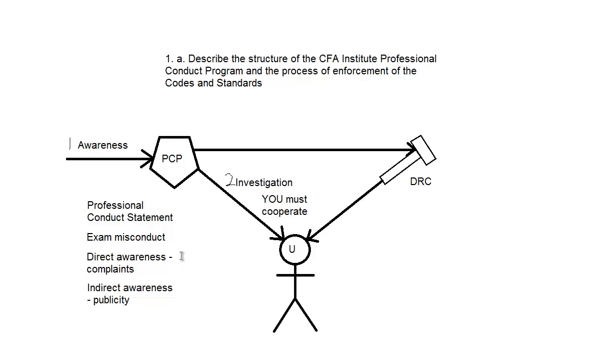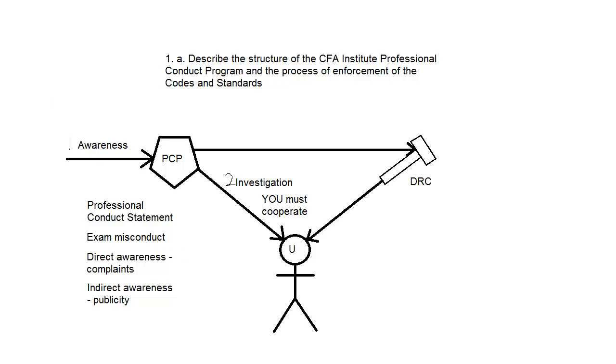Now, if you don't cooperate, the PCP can whack you with a summary suspension, which means that you are stripped of your membership and the use of your CFA designation, or the right to participate in the CFA program if you're a candidate. So you better cooperate, otherwise they can really stuff you up. At the end of the investigation, the PCP can choose to close it if it doesn't think that you've violated the code or standards. If that happens, great, breathe a sigh of relief. Otherwise, the PCP will present the findings and recommendations to the designated officer.